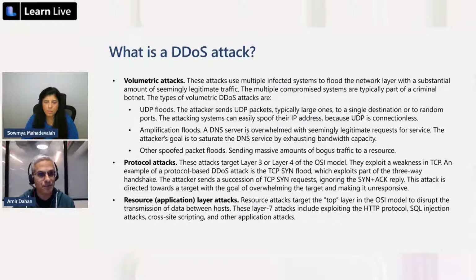The third one is what we call resource or application layer attacks. Those attacks actually target the top layer, layer 7 in the OSI model. The intention here is indeed to flood the server with, if we take web applications, for example, HTTP flood attacks, or there are also types of low and slow attacks on layer 7 for HTTP.